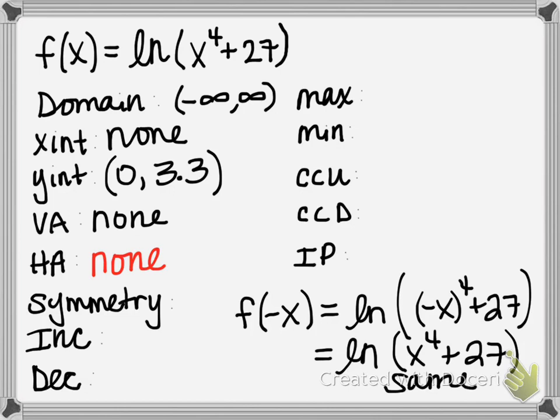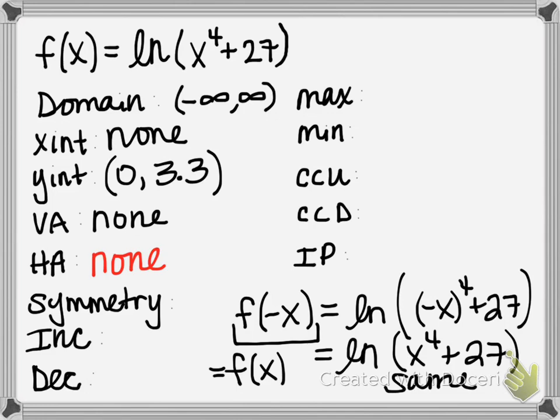And anytime you substitute in a negative x value and what you get out is the same as the original function, that tells you that your graph has y-axis symmetry. So we do have symmetry on this function. It's going to be y-axis.